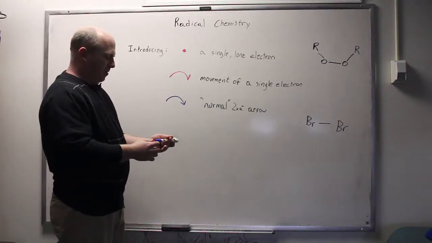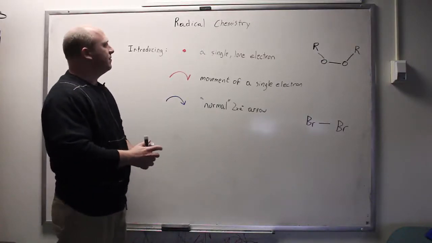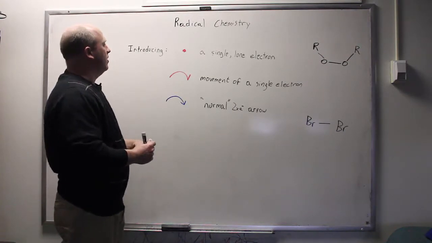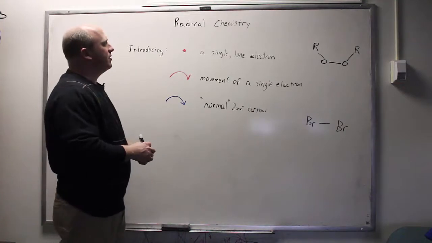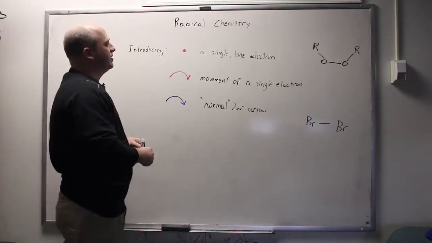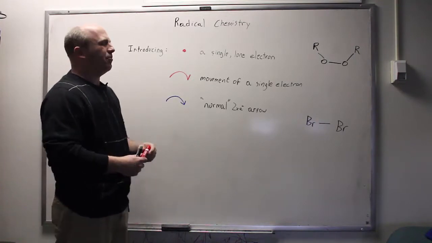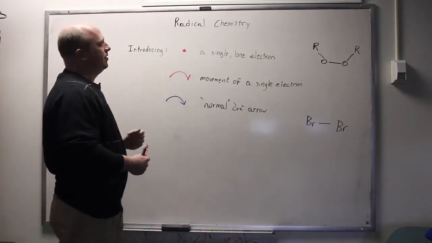So the last major topic to cover involves what we call radical chemistry, and this is going to be different from the chemistry that we've done so far, mainly because we're going to be dealing with single electrons. Up until this point, basically everything we've done has involved lone pairs of electrons, so everything is a series of 2 electron processes. But now we're really going to be dealing with a single electron at a time, so that's the major change.